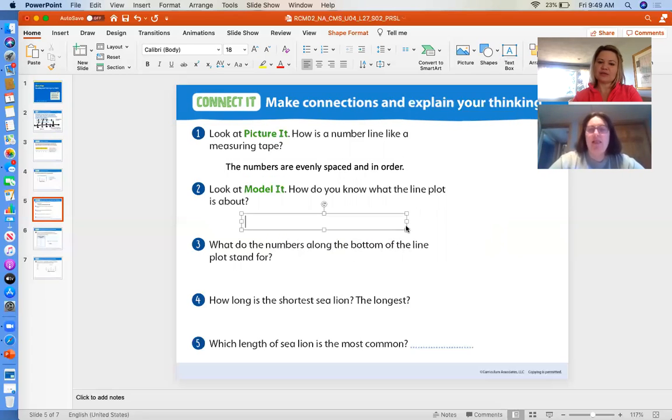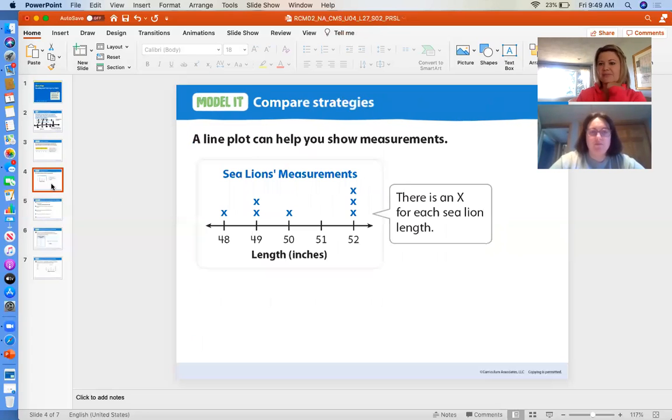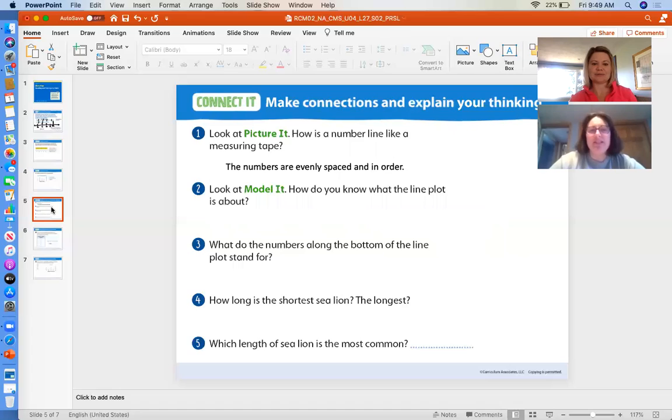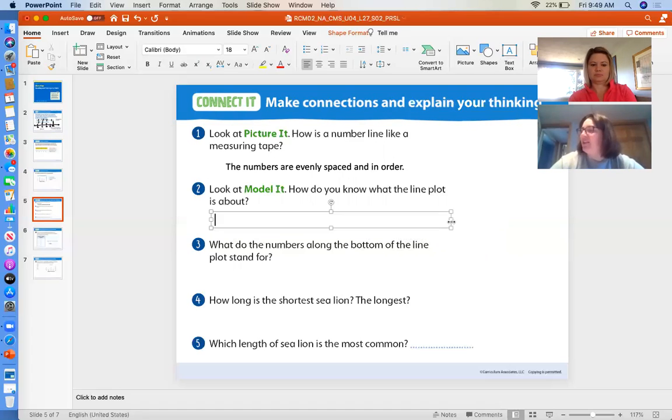How do you know what the line plot is about? So if we go back here, how do we know what this line plot is about, Mrs. Walker? We look right at the title, and our title will show us exactly. So how do we know what the line plot is about? We look at the title.